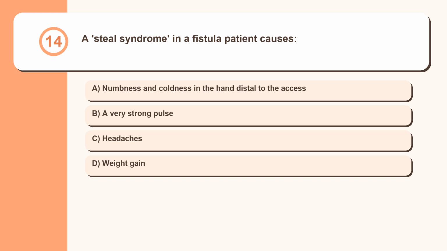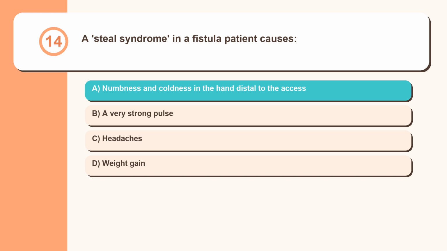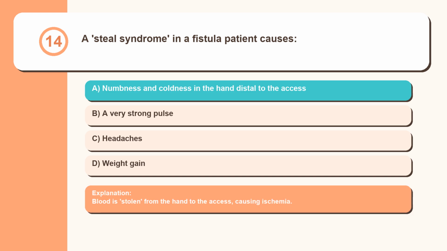Question 14. Steal syndrome in a fistula patient causes numbness and coldness in the hand distal to the access, a very strong pulse, headaches, weight gain. Blood is stolen from the hand to the access, causing ischemia.